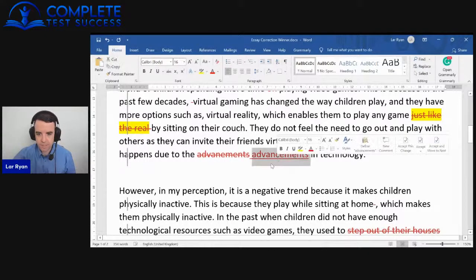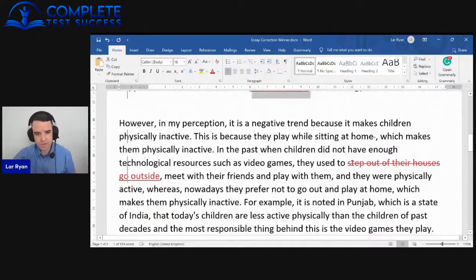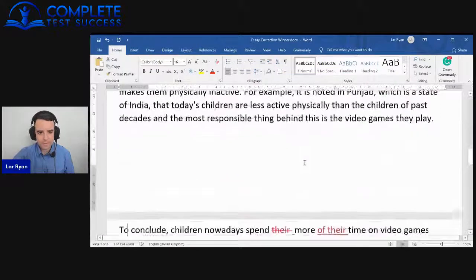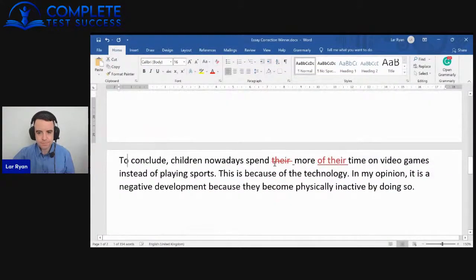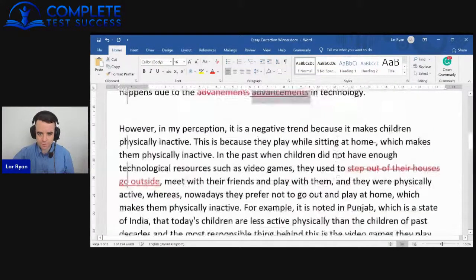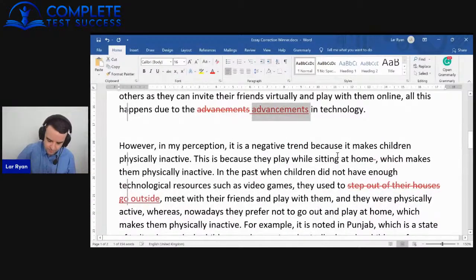Spelling mistake for vocab. Step out of their houses. Yeah, I mean, I know what it means. The phrase is to step outside, but it wouldn't work in this context, and it's a bit informal as well. And that's a grammar thing. Okay, so that's vocab band 7.